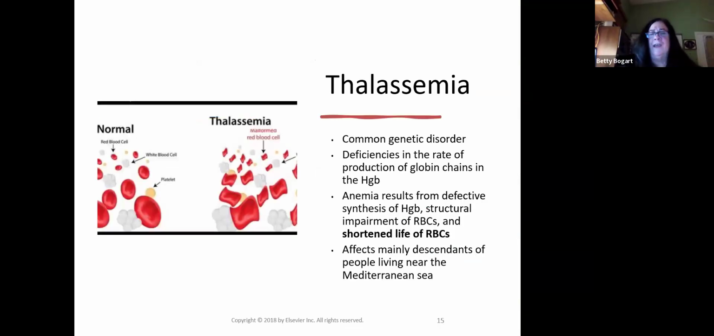The other cells, the rectangular shaped cells, are a little bit different than sickle cell. The rectangular shaped cells of thalassemia are mostly found in descendants of people living near the Mediterranean Sea. So again, that's why we do that assessment. Where are you from? What's your culture? What's your background? What happens is these cells have a very short life.